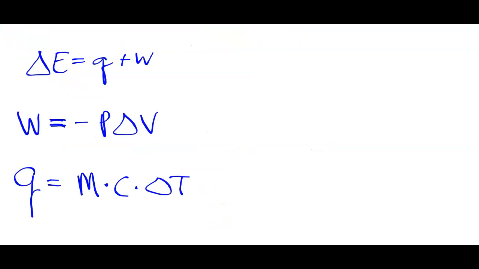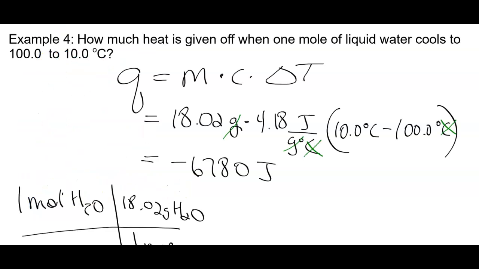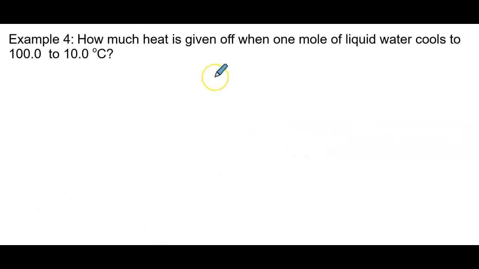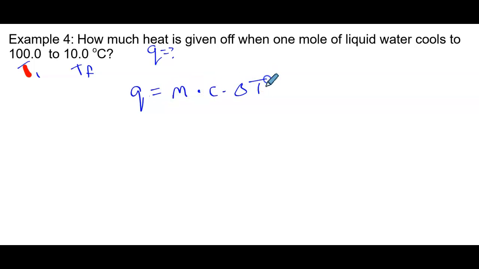Okay, so now we have a third formula to use. We've already dealt with these two. Now we have this one, Q equals M times C times delta T. And we're going to begin looking at some examples. Okay, as I look at this problem, I see a TI and a TF because it's going from this temperature to this temperature. And it's asking for heat, so it's asking for Q. All right, so I have a change in temperature, so we're going to have to use Q equals M times C times delta T.